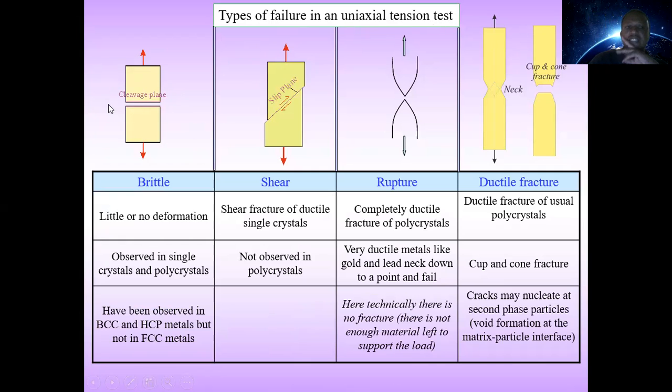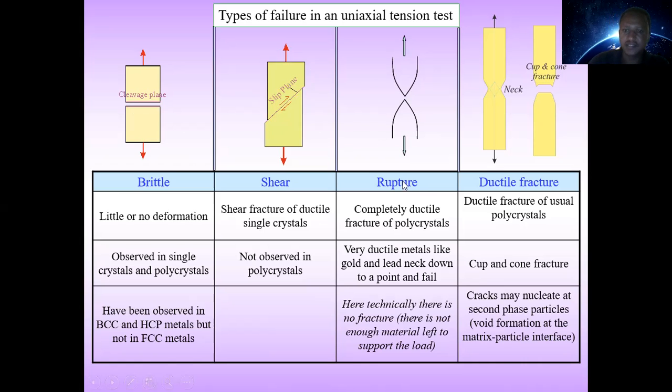One is the cleavage plane, for brittle fracture, with little or no deformation, observed in single crystals and polycrystals in BCC and HCP metals, but not in FCC metals. Here we can see the slip plane, that is shear mode. Here the fracture is a shear type of failure. So shear fracture of a ductile single crystal is not observed in polycrystals.